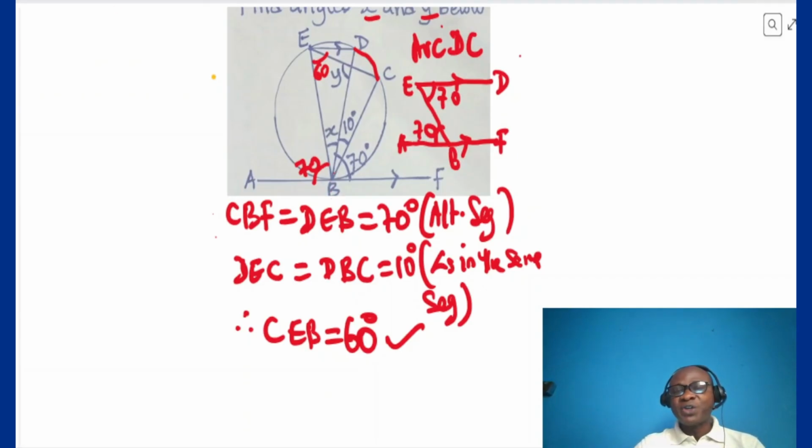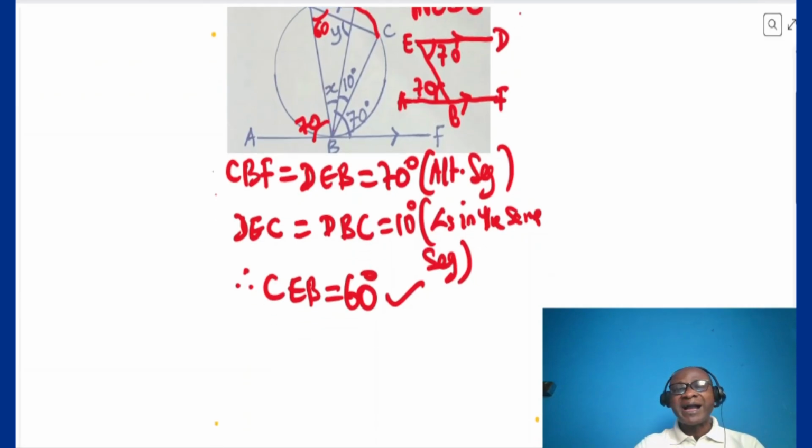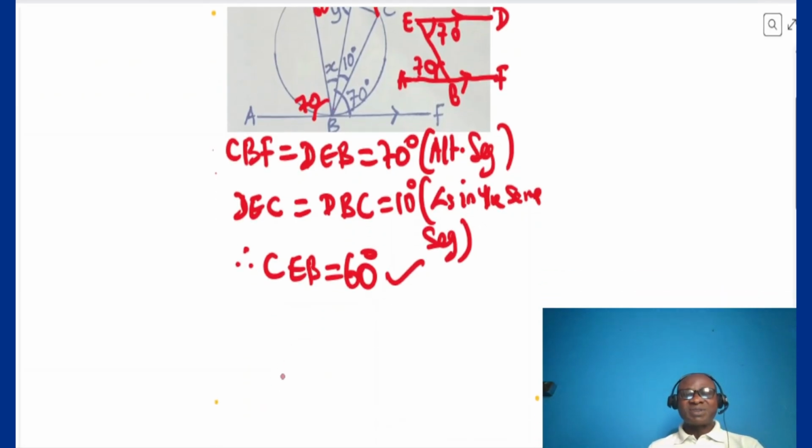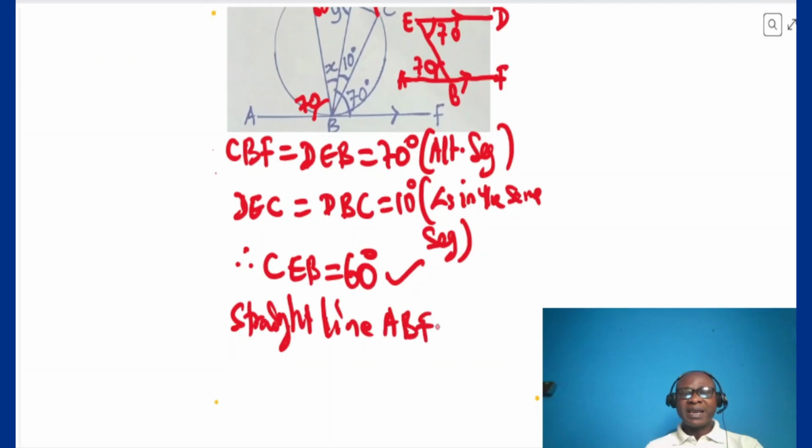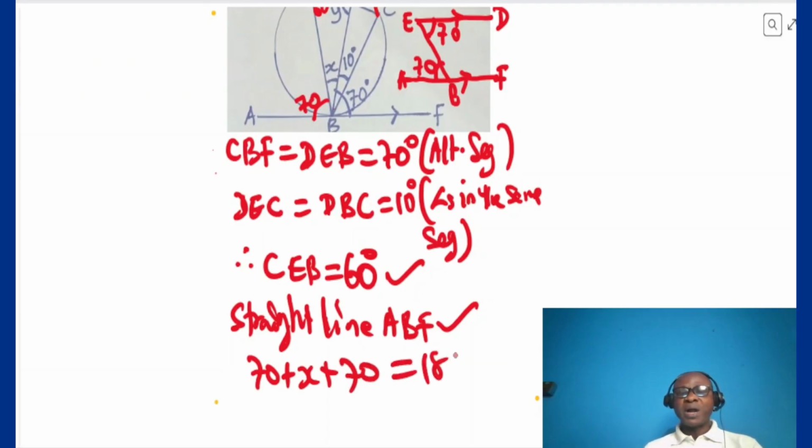How? I am going to find x by summing all the angles on a straight line. And what is that straight line? This straight line, A, B, F is a straight line. So all the angles there must be equal to 180. So angles on a straight line will sum up to 180. So I will write 70 plus letter X plus 70 again must be equal to 180.